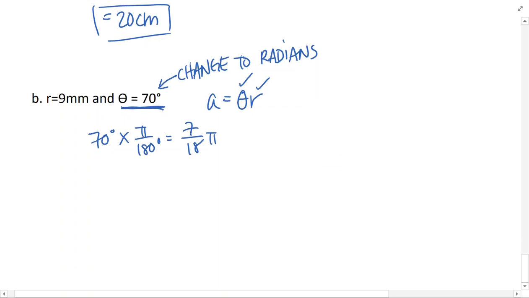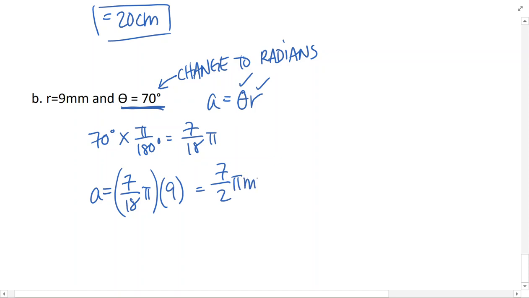So now that we have our radians, we can just put it back into our formula. 7/18 pi times our radius, which is 9. And when you calculate this, it's 7 over 2 pi millimeters. If you want to change it to a decimal, remember pi is just a number, so you just multiply that in, and you should get 10.99 millimeters.